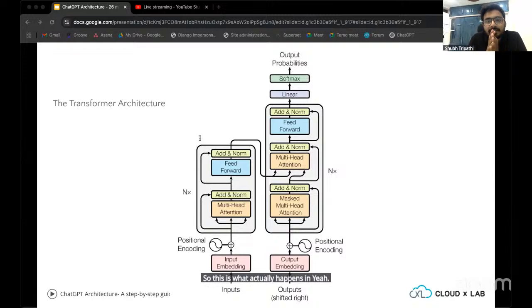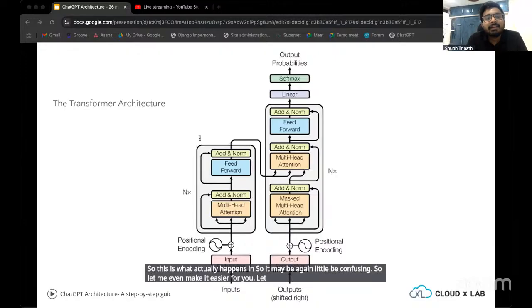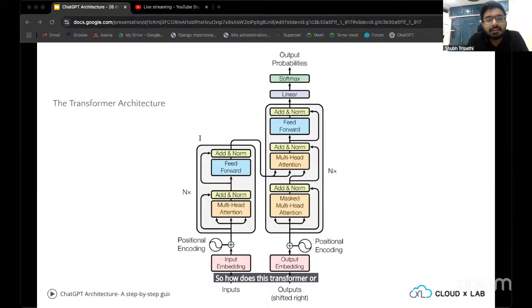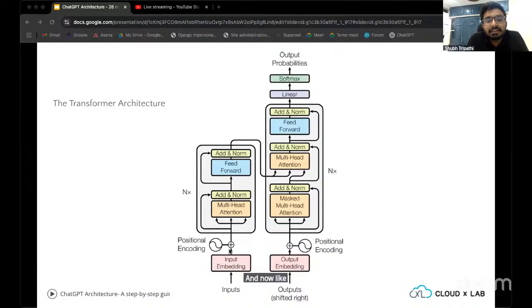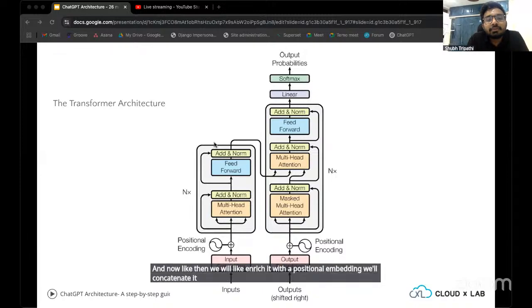So it may again be a little confusing, so let me make it even easier for you. Let's take an example. Let's say we want to translate "I love transformers" into French. How will the transformer handle it? First we take our sentence "I love transformers" and convert each word into an embedding from the embedding layer. Then we enrich it with the positional embedding. We'll concatenate it. Now this processed input goes into the encoder stack, which gives a rich context-aware representation for the sentence, ready for the translation.